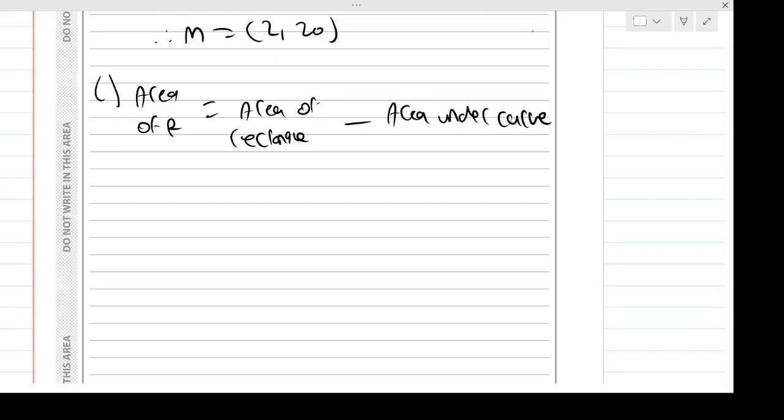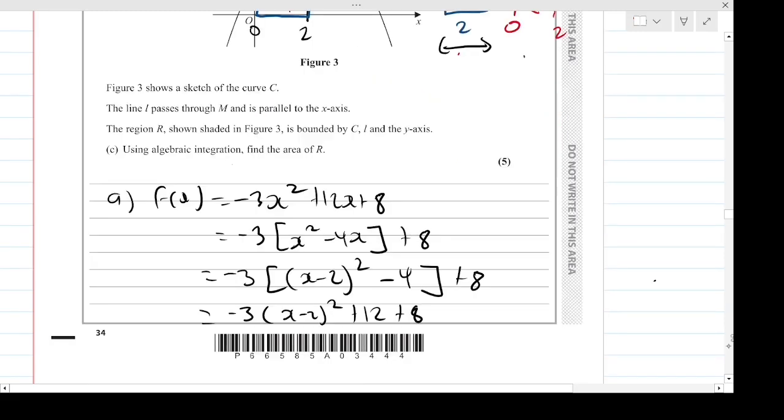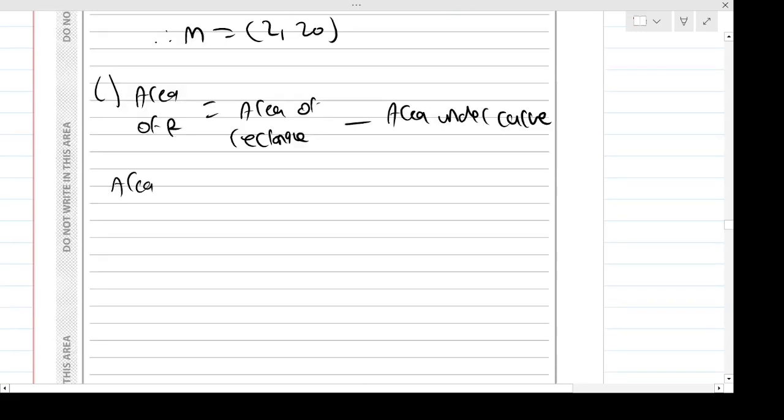Okay, so the rectangle then, as you can see here, is this rectangle here. Obviously we know it's 2 on the x-axis, because it's between 0 and 2 here. But then what about y? What about this height? Well, we also know the y coordinate is 20. So that means it has to be 20 up. So the area of the rectangle is simply going to be 2 times 20, which is 40. Then we need to deal with the area under the curve, which is the harder bit.